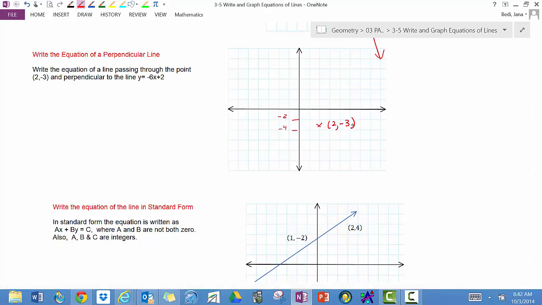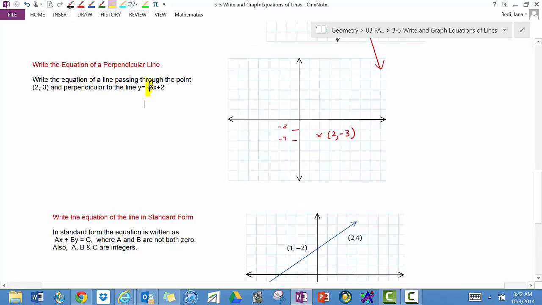And we want it perpendicular to the line y equals -6x plus 2. So we can use the point slope form again. But before we do that, the slope of the given line is -6. So the slope of the line that is perpendicular is the negative reciprocal, and that is a positive 1/6.